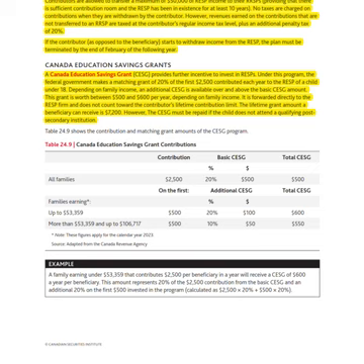Table 24.9 shows the contribution and matching grant amount of the CESG program. Table 24.9, Canada Education Savings Grant Contributions. All families, contribution $2,500. Basic CESG, 20% or $500. Total CESG, $500. Families earning under $53,359, additional CESG, 20% or $100. Total CESG, $600. Families earning more than $53,359 and up to $106,717, on the first $500, an additional CESG of 10% or $50.